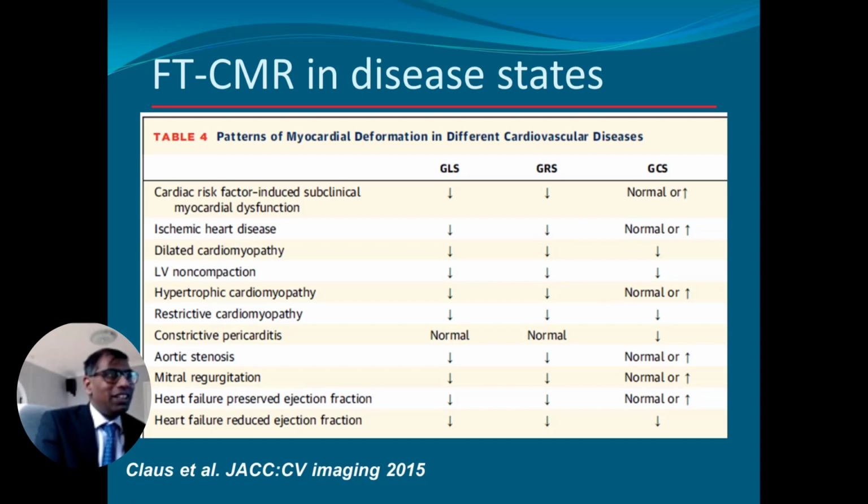Different disease patterns affect strain. The global longitudinal strain, the radial strain, and the circumferential strain are differentially affected in different disease processes. For example, in patients with hypertrophic cardiomyopathy, the circumferential strain is often preserved while the longitudinal strain is reduced. Similarly, ischemia tends to affect the endocardial layers more, hence the longitudinal strain is often reduced, whereas the mid-myocardial fibers are relatively spared and circumferential strain is often preserved except in case of transmural myocardial infarction. In fact, if the circumferential strain is reduced, then it indicates transmurality of myocardial infarction.